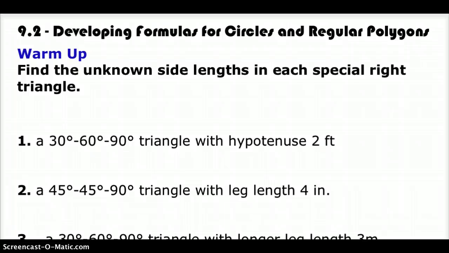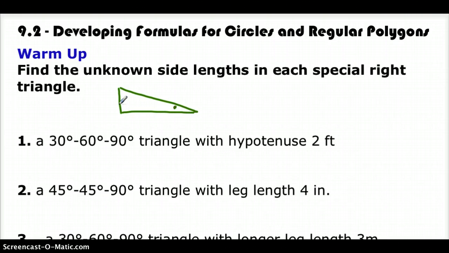So in number one, we have a 30, 60, 90 triangle with a hypotenuse of 2 feet. And we're expected to find the short leg and the long leg, maybe. So I'm going to start here by just drawing out our special right triangles. I'll do my short leg here, a long leg, and our hypotenuse. Again, these aren't going to be perfect, but that's all right.